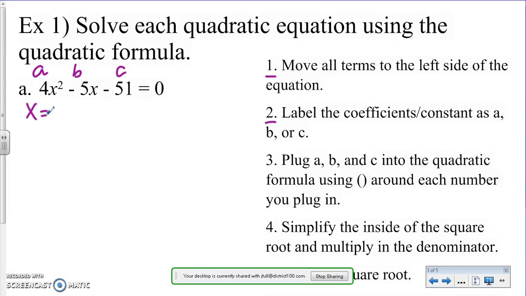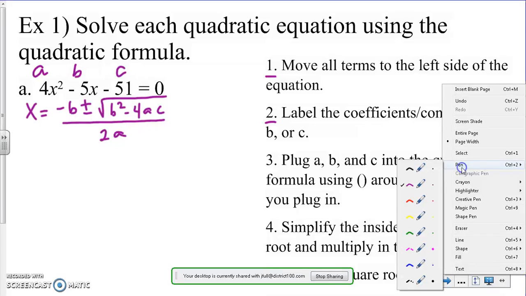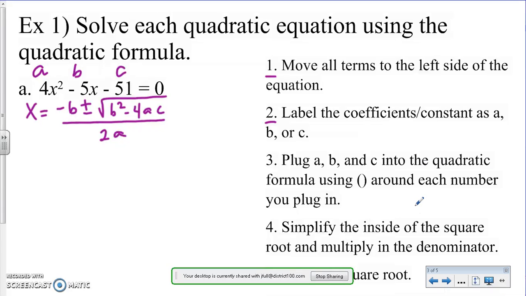So here's our quadratic formula. Negative b plus or minus the square root of b squared minus 4ac all over 2a. So let's go ahead and plug those in. Since our b is already negative, negative b means the opposite of b. So we're going to change that to a positive 5 plus or minus. And then when we plug it in, it's going to stay negative for the second part.